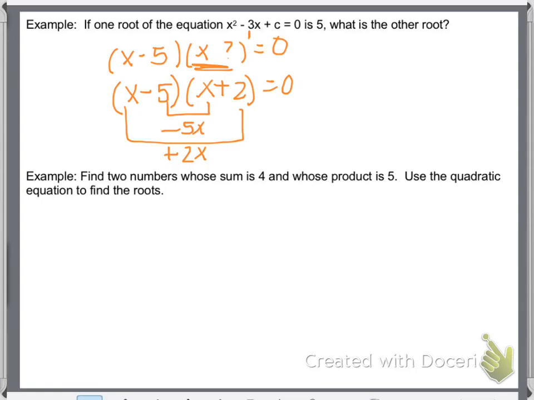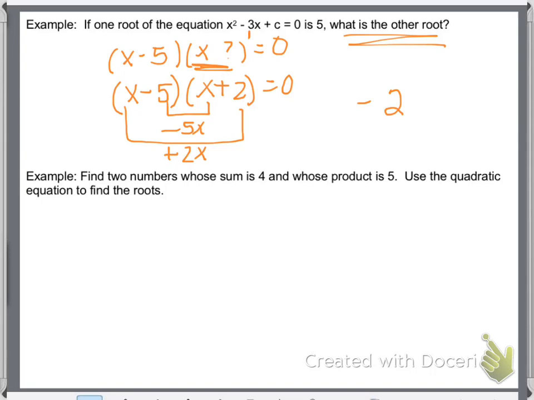So the question is, what is the other root? The other root then would be negative 2. Remember that signs change. Next example. Find two numbers whose sum is 4 and whose product is 5. Use the quadratic equation to find the roots.